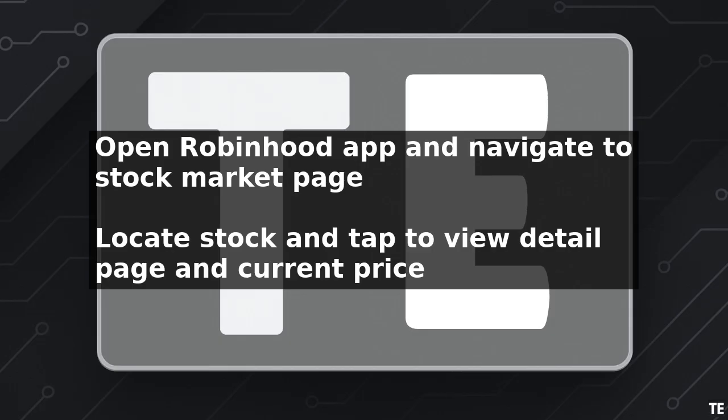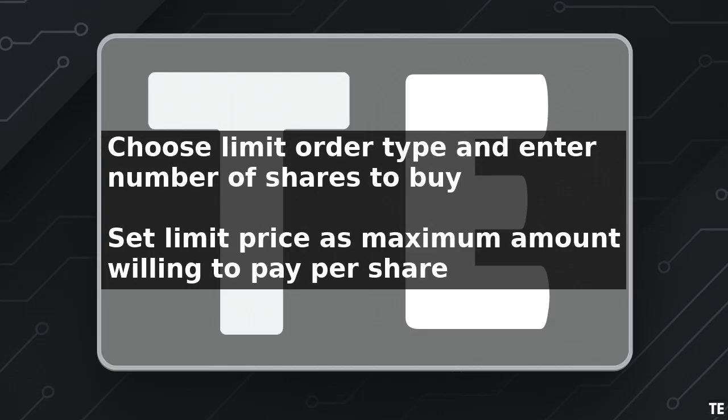Next, you will be asked to choose the type of order you want to place. Select limit order from the options. A limit order window will appear, where you can enter the number of shares you want to buy and the limit price. The limit price is the maximum price you are willing to pay for the stock.